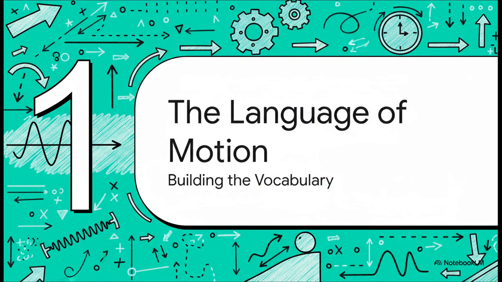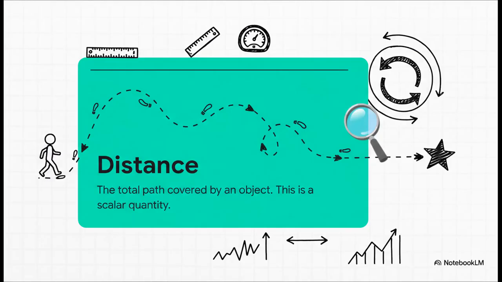Okay, so let's start building that vocabulary. We're going to go through the absolute bedrock concepts you need to speak this language of motion fluently. Now, some of these might seem really simple at first, but trust me, the little differences between them are so important. First up, we've got distance. This is the one you're probably super familiar with. It's really simple. It's the total ground an object covers, period.